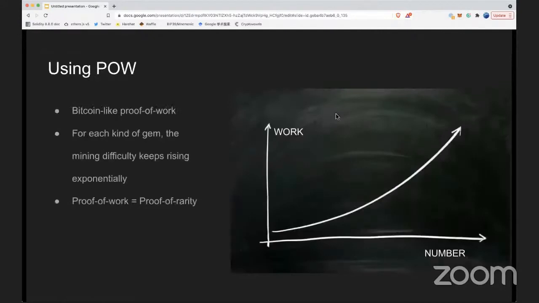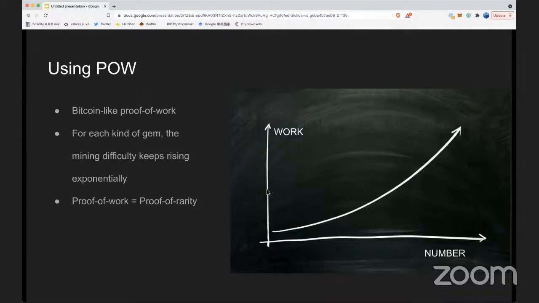The smart part of the Gems project is that they are using POW, proof of work, a mechanism borrowed from Bitcoin. That means you have to mine each of the NFT tokens. You have to use your laptop or even some mining machine to calculate a hash. If the hash satisfies some difficulty condition, then you can claim that token. That's why we call it a smart idea.